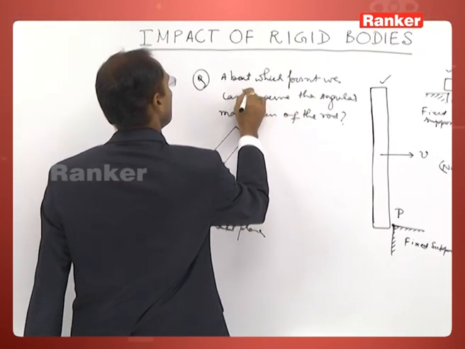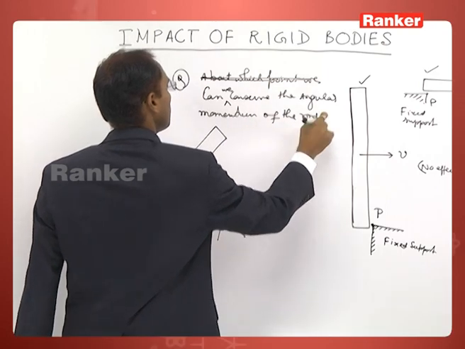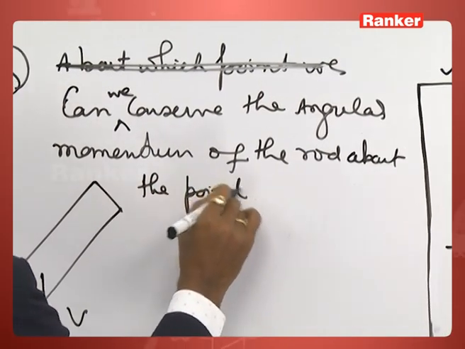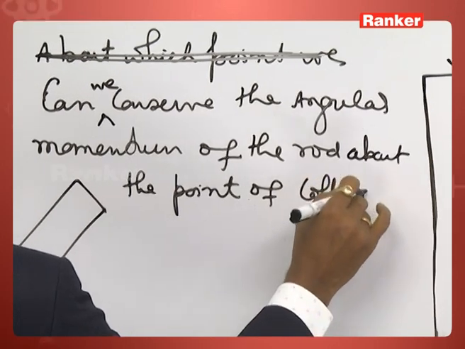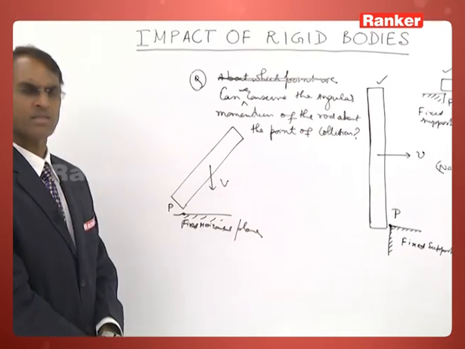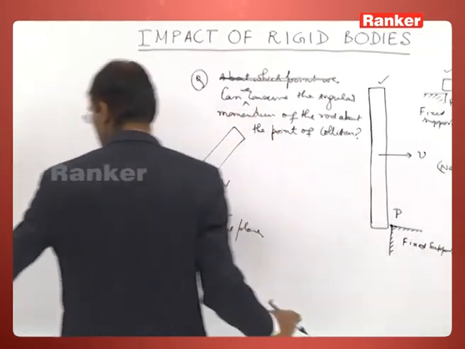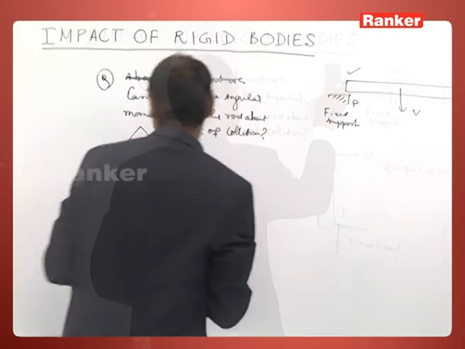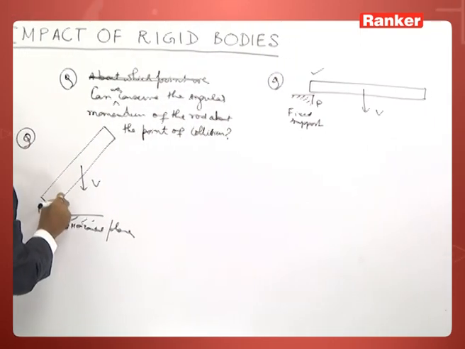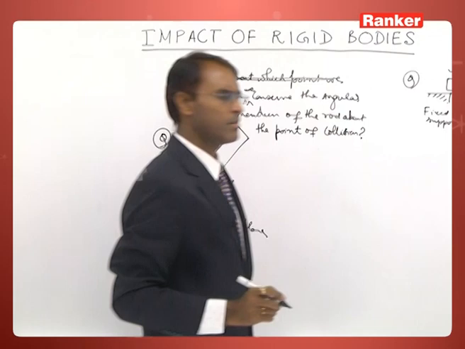Can we conserve the angular momentum of the rod about the point of collision? This is a more specific question now. Let us discuss. You can consider any one problem. Let us take this diagram, then we can discuss this problem. Here the angle is theta of inclination of the rod with respect to horizontal. Let us discuss this problem now.